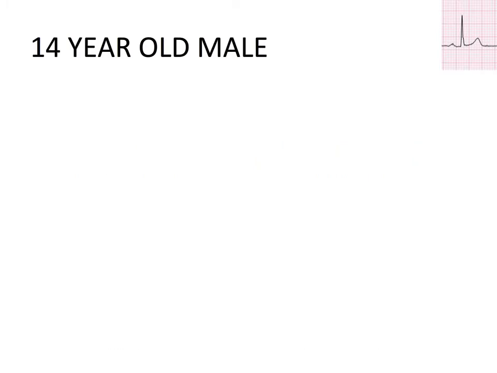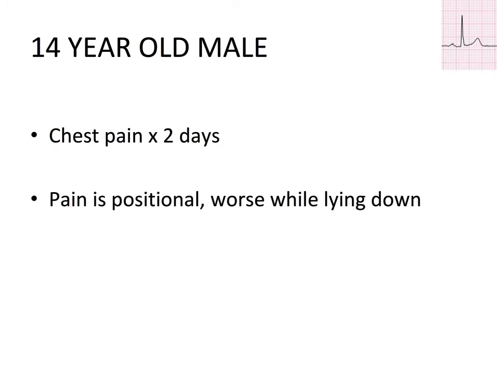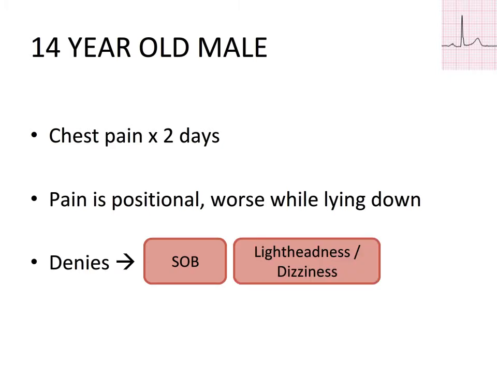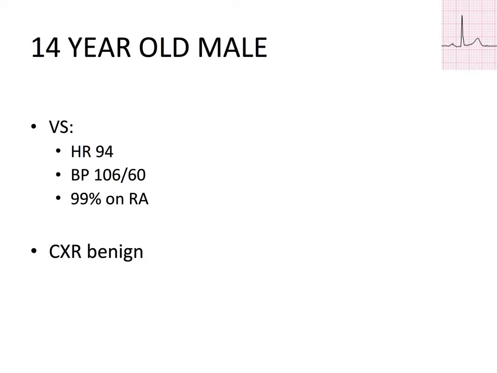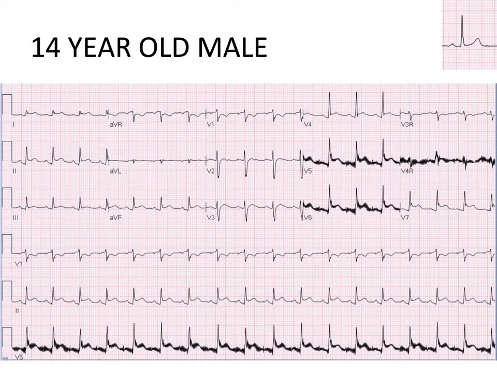You are seeing a 14-year-old male who presents with chest pain for 2 days. The pain is positional and seems to be worse when he is lying down. He denies shortness of breath, lightheadedness, dizziness, or fever. His vital signs show a heart rate of 94, a blood pressure of 106/60, and an oxygen saturation of 99% on room air. His chest x-ray is benign. You decide to get an EKG. And this is what you see.